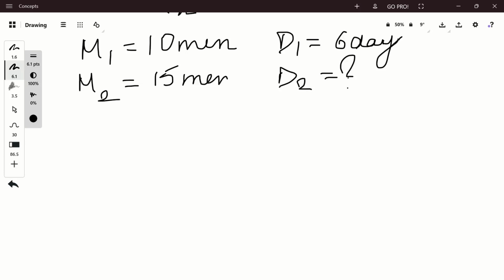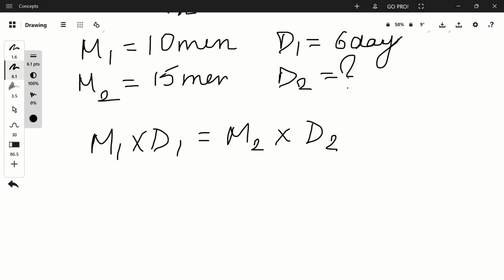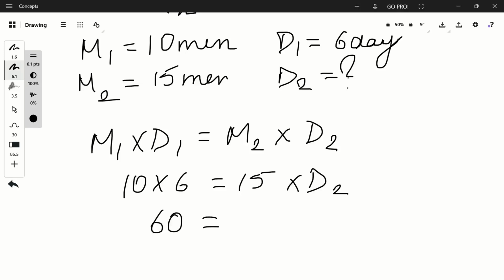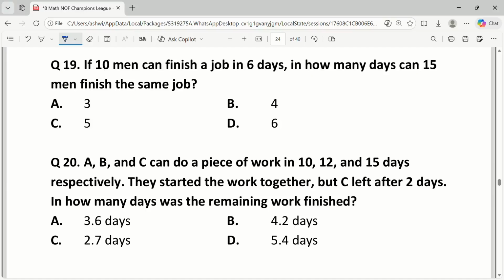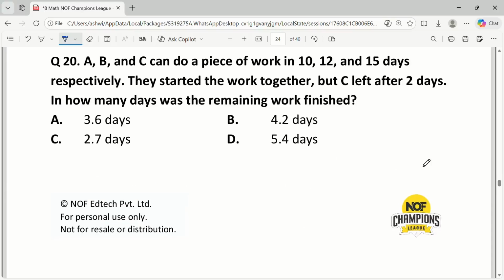Using the inverse proportionality formula, we have M1 into D1 is equal to M2 into D2, which is 10 into 6 is equal to 15 into D2, which is 60 is equal to 15 into D2. So D2 is equal to 4. Comparing with the options, the answer is B, 4.